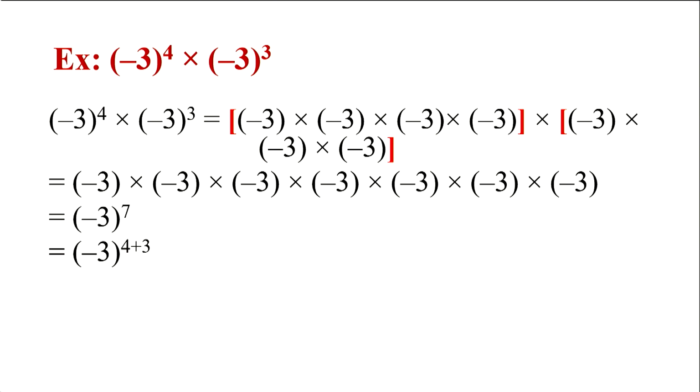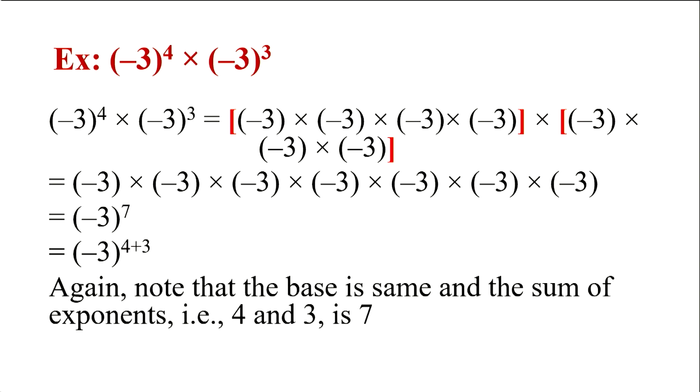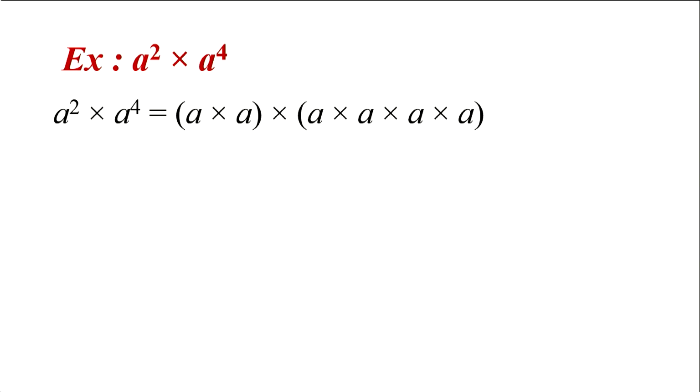So, what about that 4 and 3? 4 and 3 are the two exponents having the same base. So, that gives the answer. Again, note that the base is same and the sum of the exponents 4 and 3 gives us 7. Let us take another example, a square and a to the power of 4.